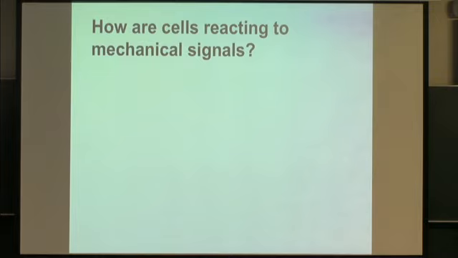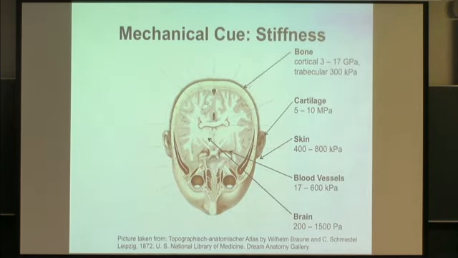How are cells reacting to mechanical signals? The first signal I will speak about is stiffness. If you look at the human body, you will find a huge range of stiffness, from bone that's somewhere like glass, and down to brain, where you have the lowest stiffnesses at all. So the softest part of us is our brain.